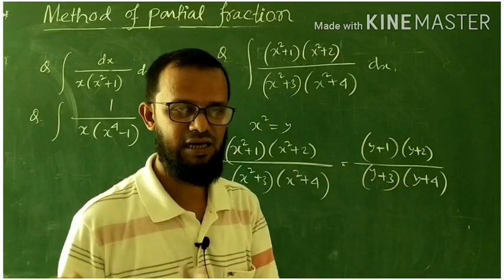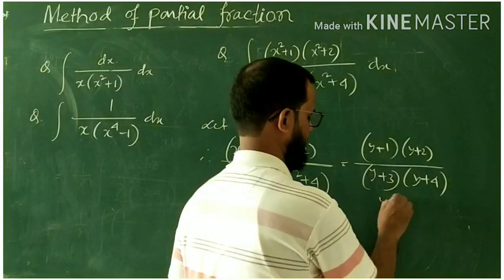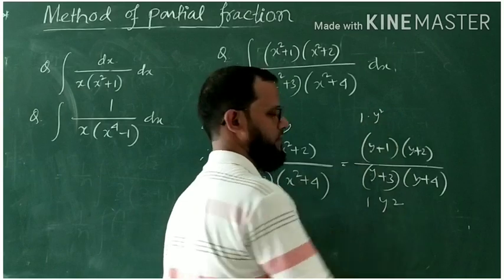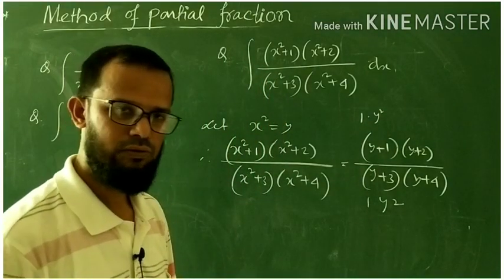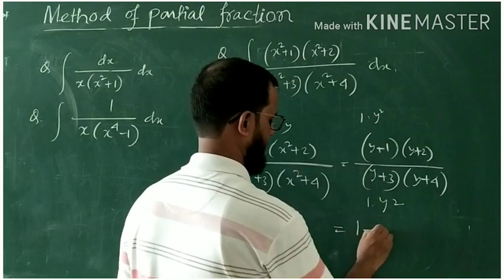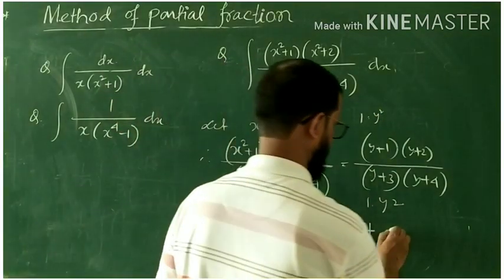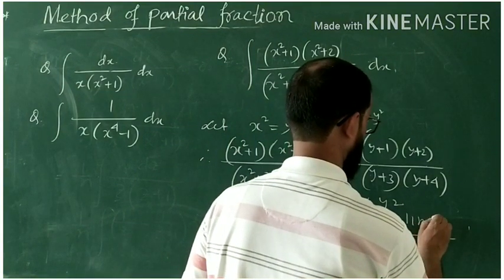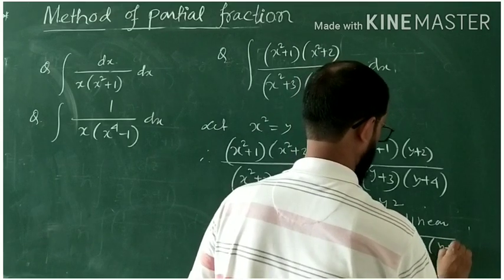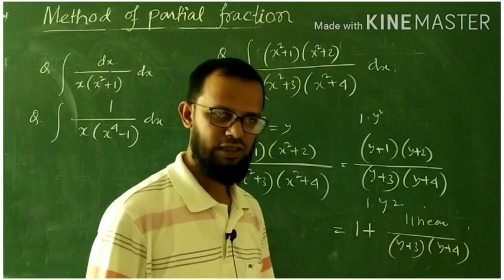Just last problem में मैंने एक technique बताया था, आप उसमें y multiply करो y square होगा, इसमें y multiply करो y square होगा। उसका coefficient क्या है? 1 है, उसका coefficient क्या है? 1 है। तो divide करने के बाद result क्या मिलेगी? 1 होगी। और इसके बाद जो expression आएगी, linear divided by y plus 3 into y plus 4, ऐसा हो जाएगी। And linear divided by y plus 3 into y plus 4 क्या होगा?